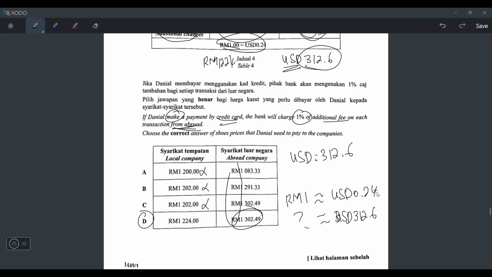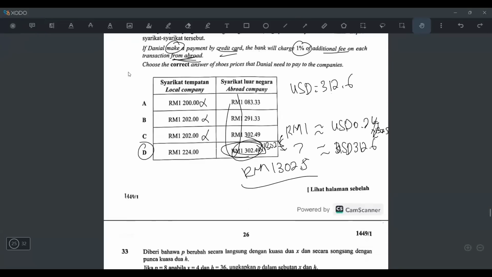So okay, first of all, how do I make 0.24 become 312.6? I have to times with what? I just press 312.6 divide 0.24. I get 1302.5. The reason is because I want to know how 0.24 becomes this. So I have to multiply by 1302.5. It means here also I have to multiply by 1302.5. So what is 1 times 1302.5? 1302.5. So it means if I convert the 312.6 US dollars to RM, it is 1302.5, which is this one, 1302.49, right? So makes sense, huh? That's the answer.